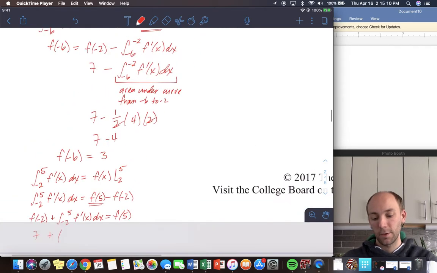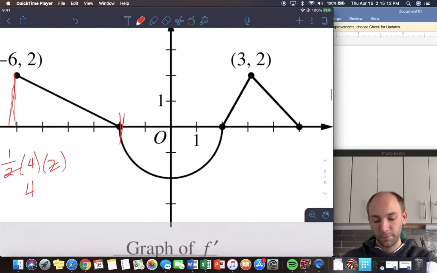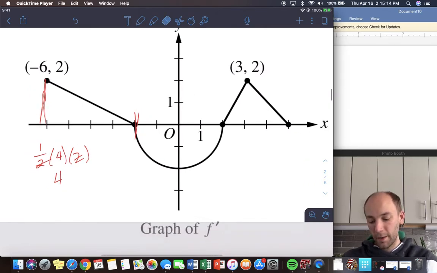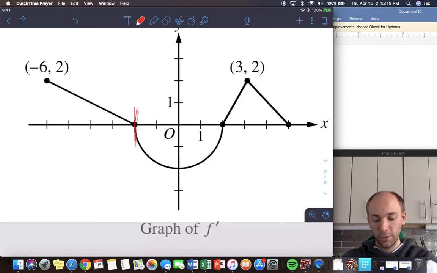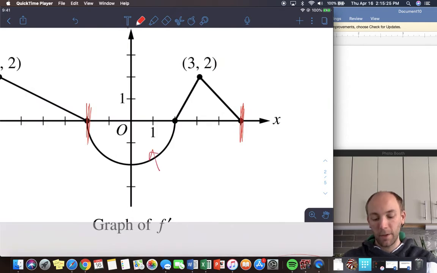Let's go up to my picture again. From -2 to 5, I'm going to erase what I already put up there. So from -2 all the way to 5, I've got a semicircle and I've got a triangle. I need to find the area of each of those shapes and add them together.